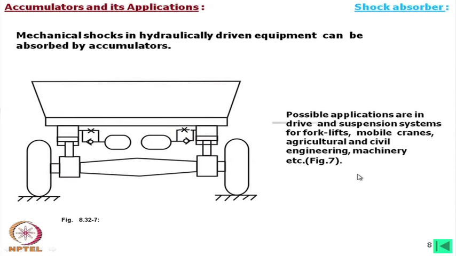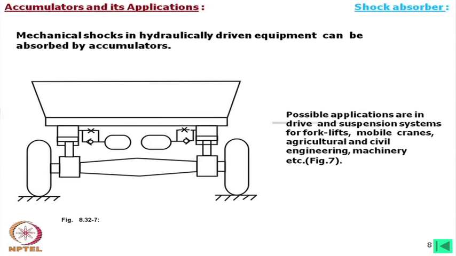So, it acts as a hydraulic spring, you can say. Instead of a mechanical spring, an accumulator, or along with a mechanical spring, an accumulator and a damper will give better vibration reduction than without the accumulator. Here the typical applications are forklift trucks, mobile cranes, agriculture, civil engineering machinery, etcetera. But these are usually used for large systems, not for very small systems.